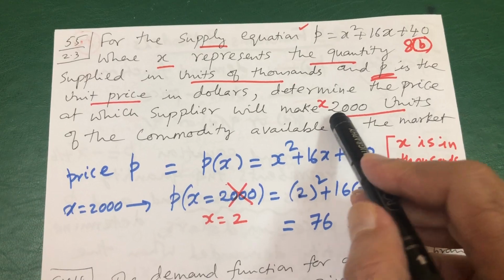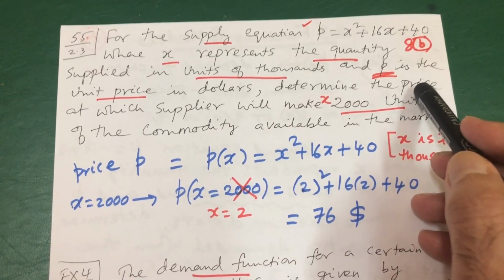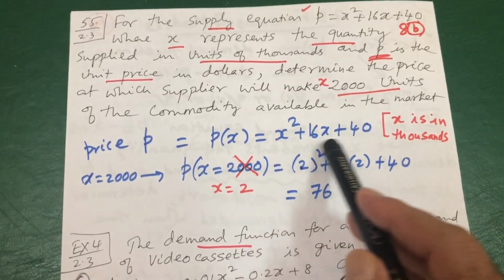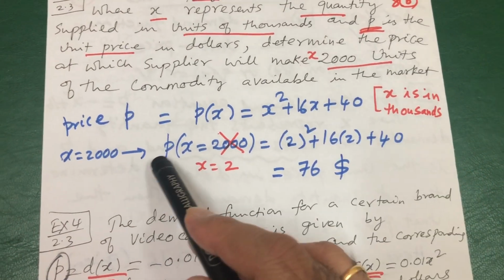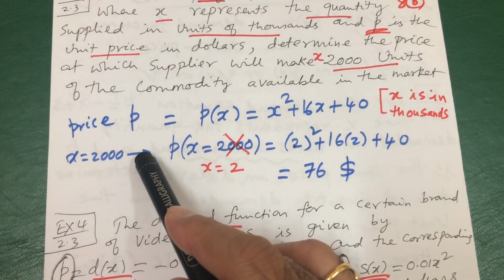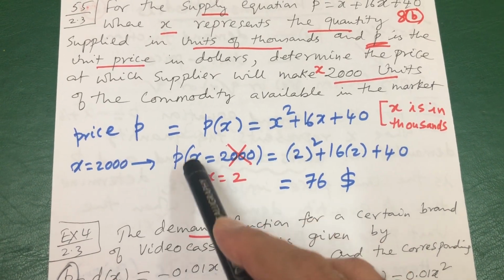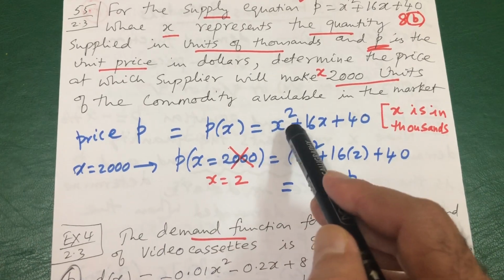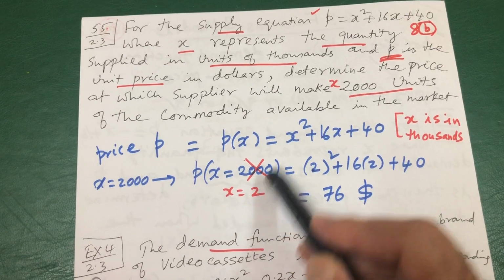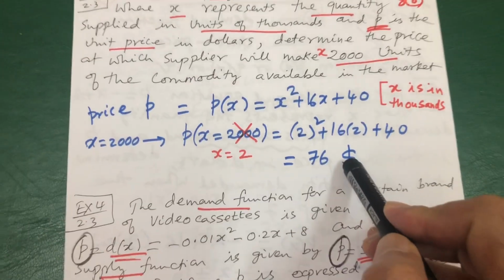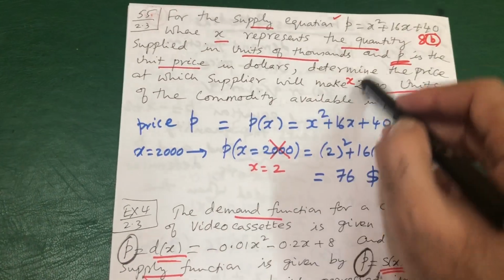What is the question? Determine the price. So here P is equal to this formula. X is in thousands; don't forget this. So when x is 2000, you cannot put x equal to 2000. You have to put x equal to 2, because when you want x, you write 2 only. When you want to tell somebody, you say 2000 units. So replace x with 2, and you get $76. This is the answer. Very simple. This is what you have to understand from the whole English.